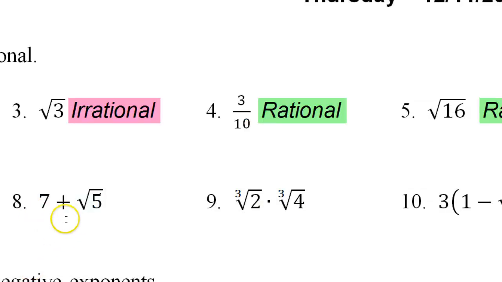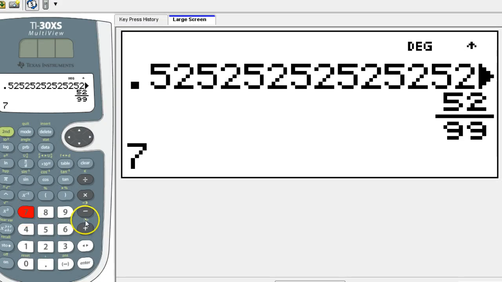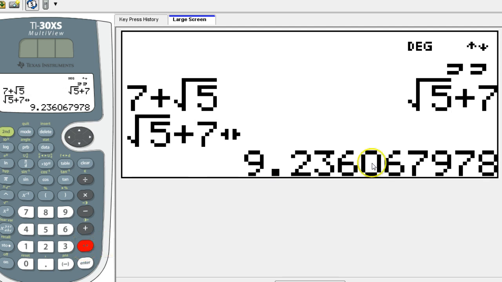What about number 8? Is this going to be rational or irrational? That's going to be irrational because of the square root of 5. Just like the square root of 3 is an irrational number, there's no way to take this and write it as a fraction of integers. And if I did 7 plus the square root of 5, you would see it's one of those crazy decimals that goes off the calculator screen, and you can trust that it will go on forever and does not repeat.